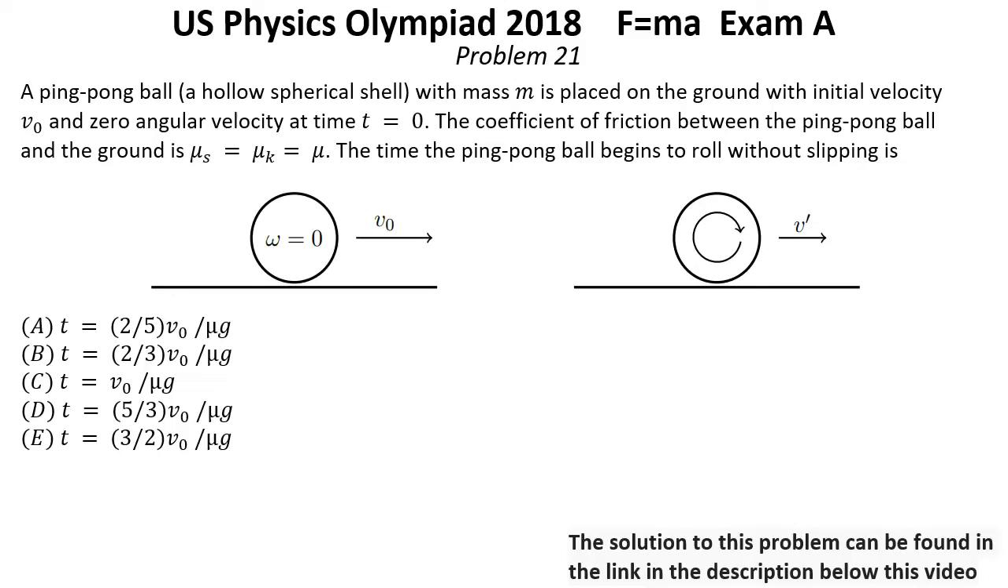Problem number 21. A ping-pong ball, a hollow spherical shell with mass m, is placed on the ground with the initial velocity v0 and zero angular velocity at time t equals 0. The coefficient of friction between the ping-pong ball and the ground is mu s equal mu k equal mu. The time the ping-pong ball begins to roll without slipping is next one.